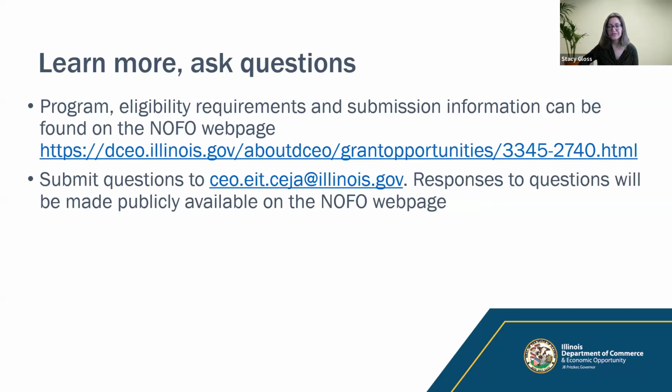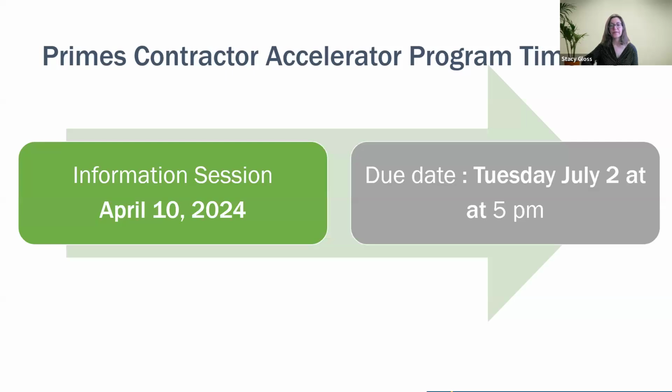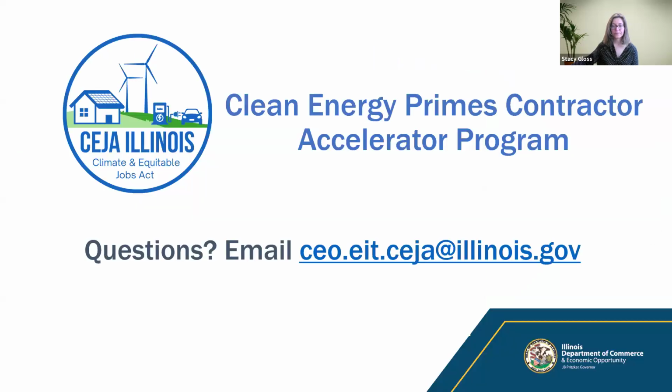The applications are scored using the merit review process and scoring criteria specified in the NOFO. For more information about this NOFO, you can submit questions to ceo.eit.ceja@illinois.gov, and this email address is shared in the chat. The application due date for program leads is July 2nd at 5 p.m. As stated in the beginning of the presentation, any questions not answered during this presentation will be addressed in the Q&A link on the NOFO page.